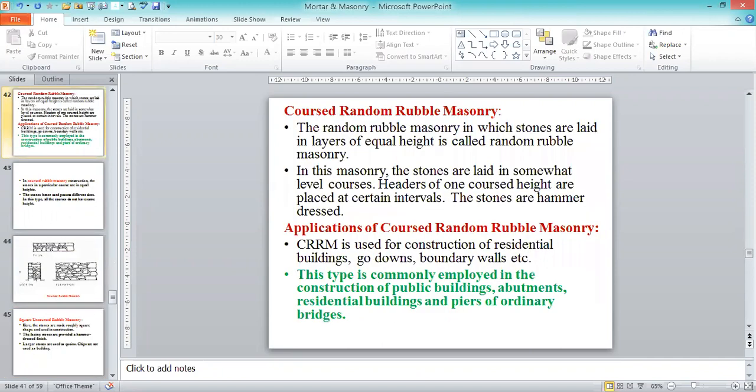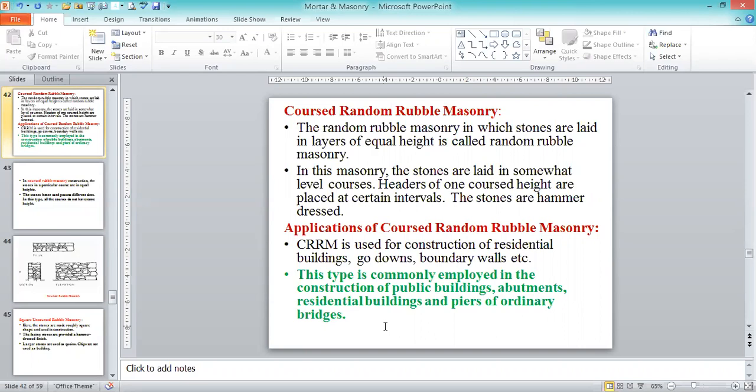Then the contrary to that one is going to be called coursed random rubble masonry. Here we are not dressing the stones, but in one direction, either the length direction or the width direction of the stone, we have to keep it and align it in the proper direction. Then it is called coursed random rubble masonry.